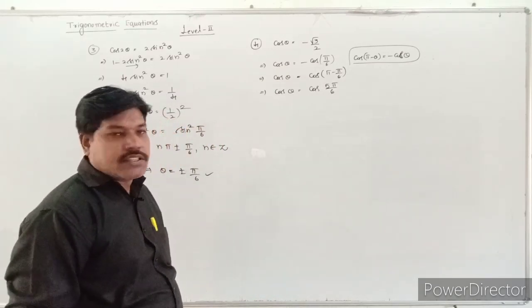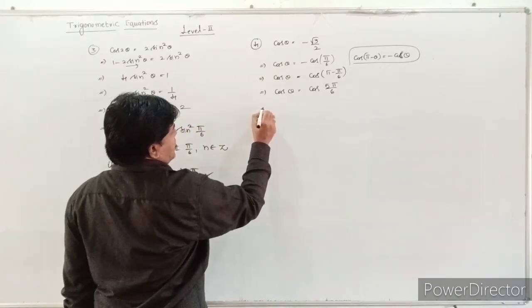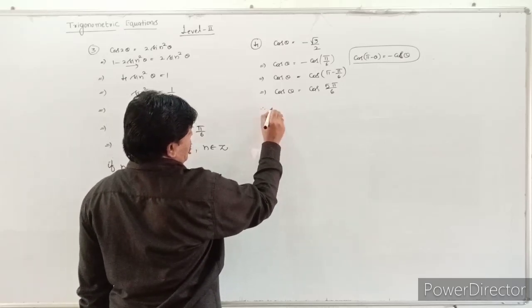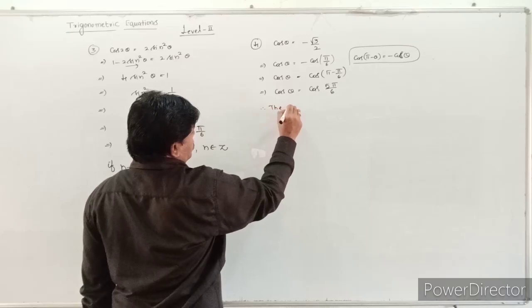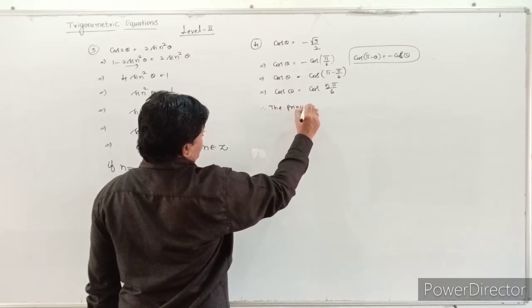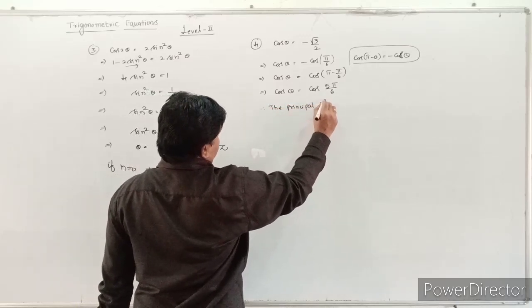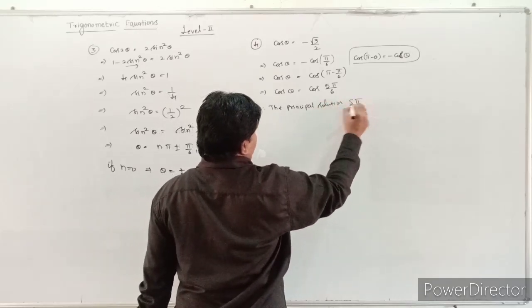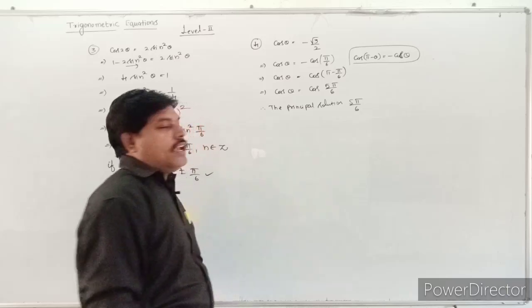Do you understand that, students? So therefore, the principal solution is nothing but 5 pi by 6.